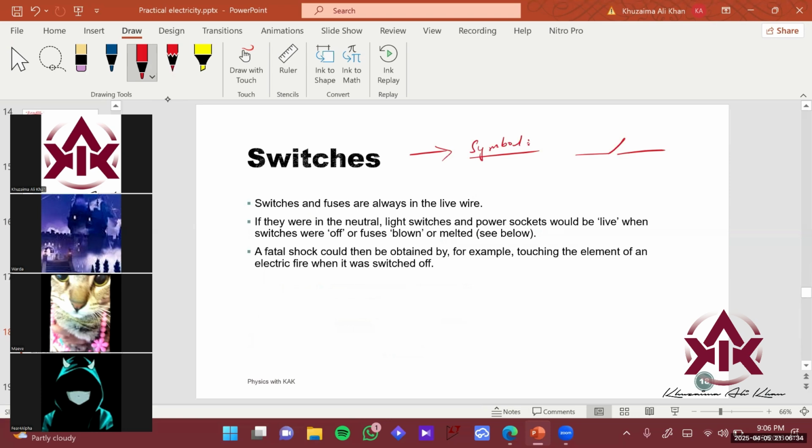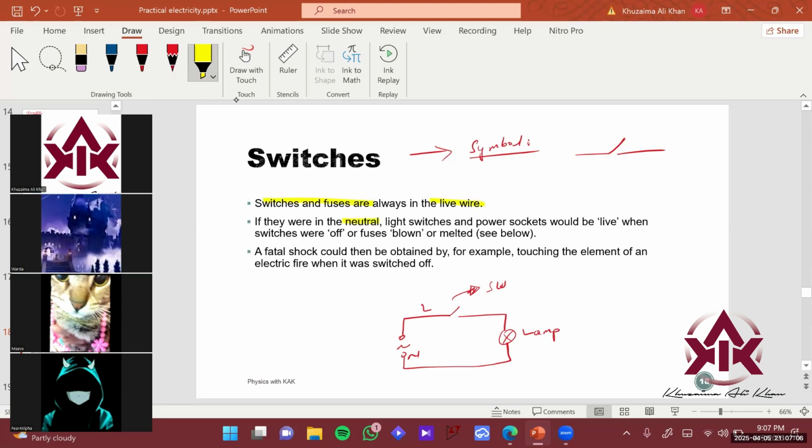So if we have a supply, it always comes with the live wire in series. Then you have your lamp here, and this is the neutral. This is the switch. It controls whenever you want to turn the lamp on or off. So switches and fuses are always in the live wire.